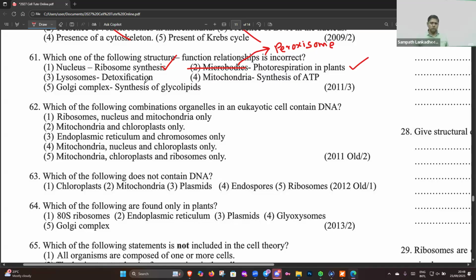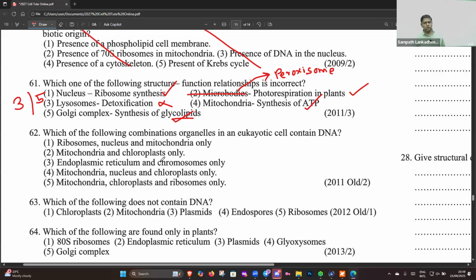And lysosomes, detoxification. No. Mitochondria, synthesis of ATP. Yes. Golgi complex, synthesis of glycolipids. It was not mentioned. So we have two answers, 3 and 5. Question number 62. Glycolipids are not mentioned anywhere. Glycoprotein is for RER, right?